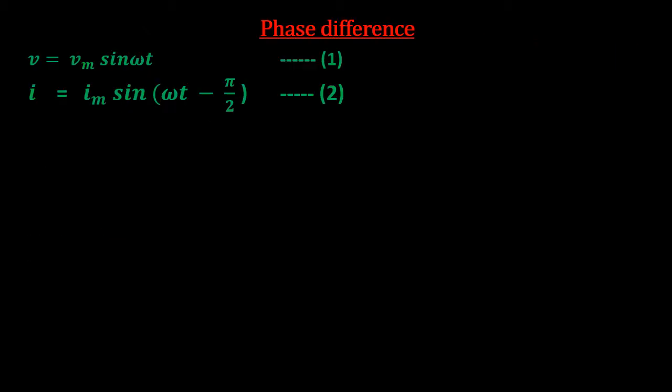The expression for the current for an AC circuit containing only an inductor that we have just got is I equals Im sine of omega t minus pi by 2. And the expression for the voltage is the same, V equals Vm sine omega t. While comparing equations 1 and 2, we can see that the current lags behind the voltage by a phase angle of pi by 2.